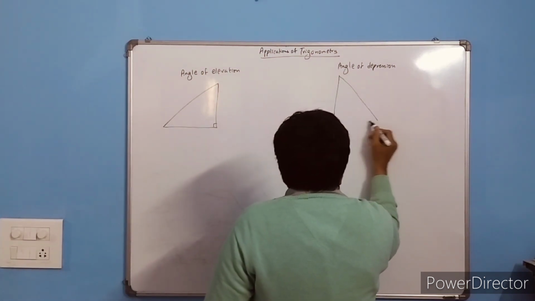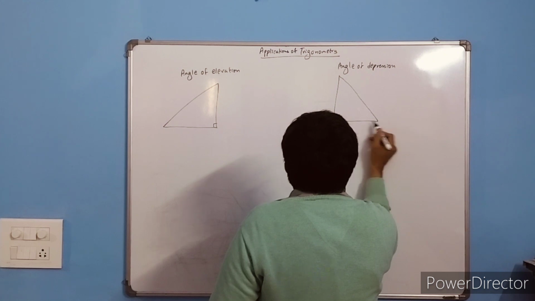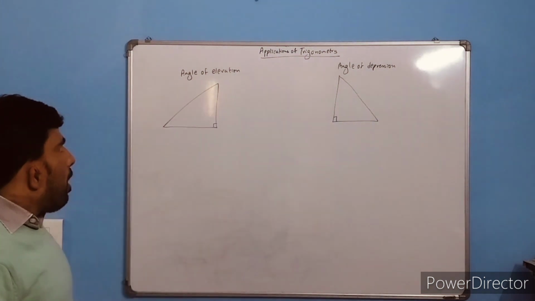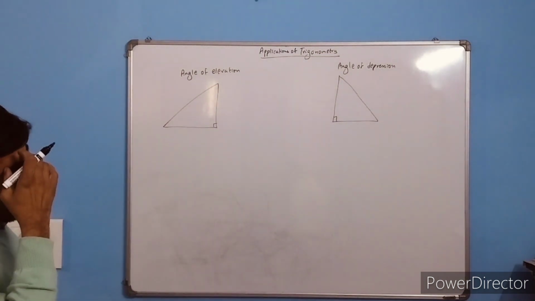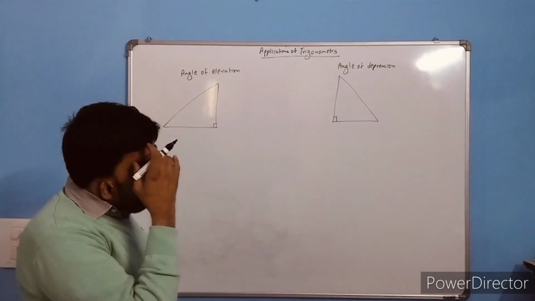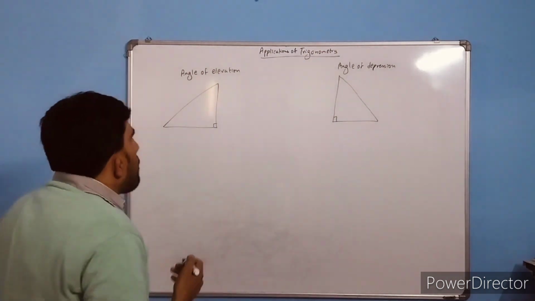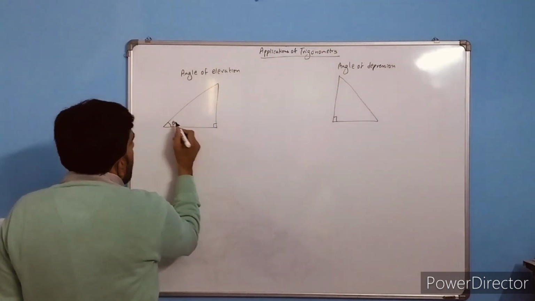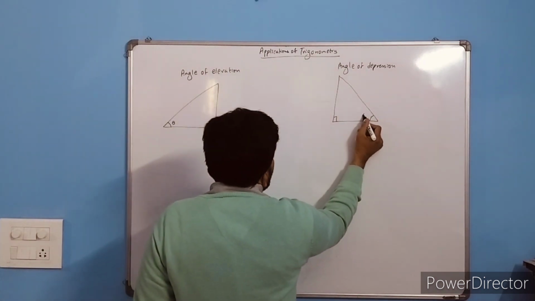This chapter also says that only one type of triangle is applicable or used in this application of trigonometry, that is the right angle, 90 degree triangle. So now let us take this is angle theta and this is also angle theta.